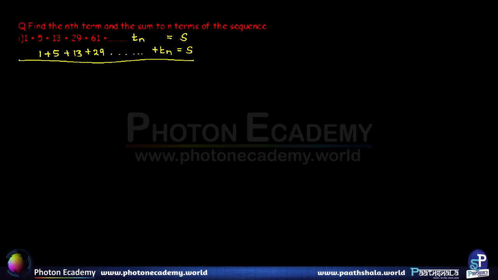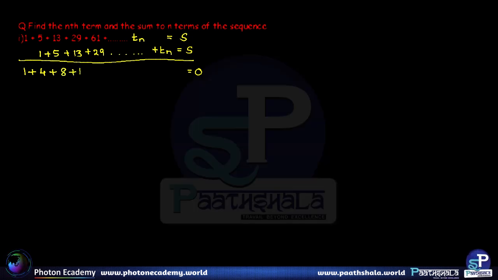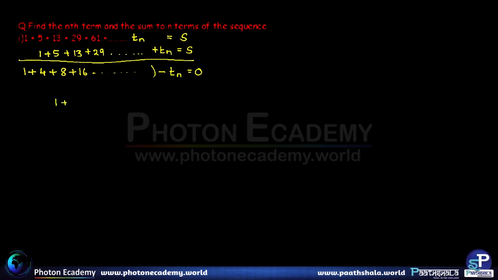So over here S minus S is 0, so we will have 0, and here we are left with 1 plus 5 minus 1 is 4, 13 minus 5 is 8, then 16 and so on, and in the end we are just left with minus Tn. Okay, so now 1 plus 4 plus 8 plus 16 and so on, this will be equal to Tn, and we have to find the nth term, right?